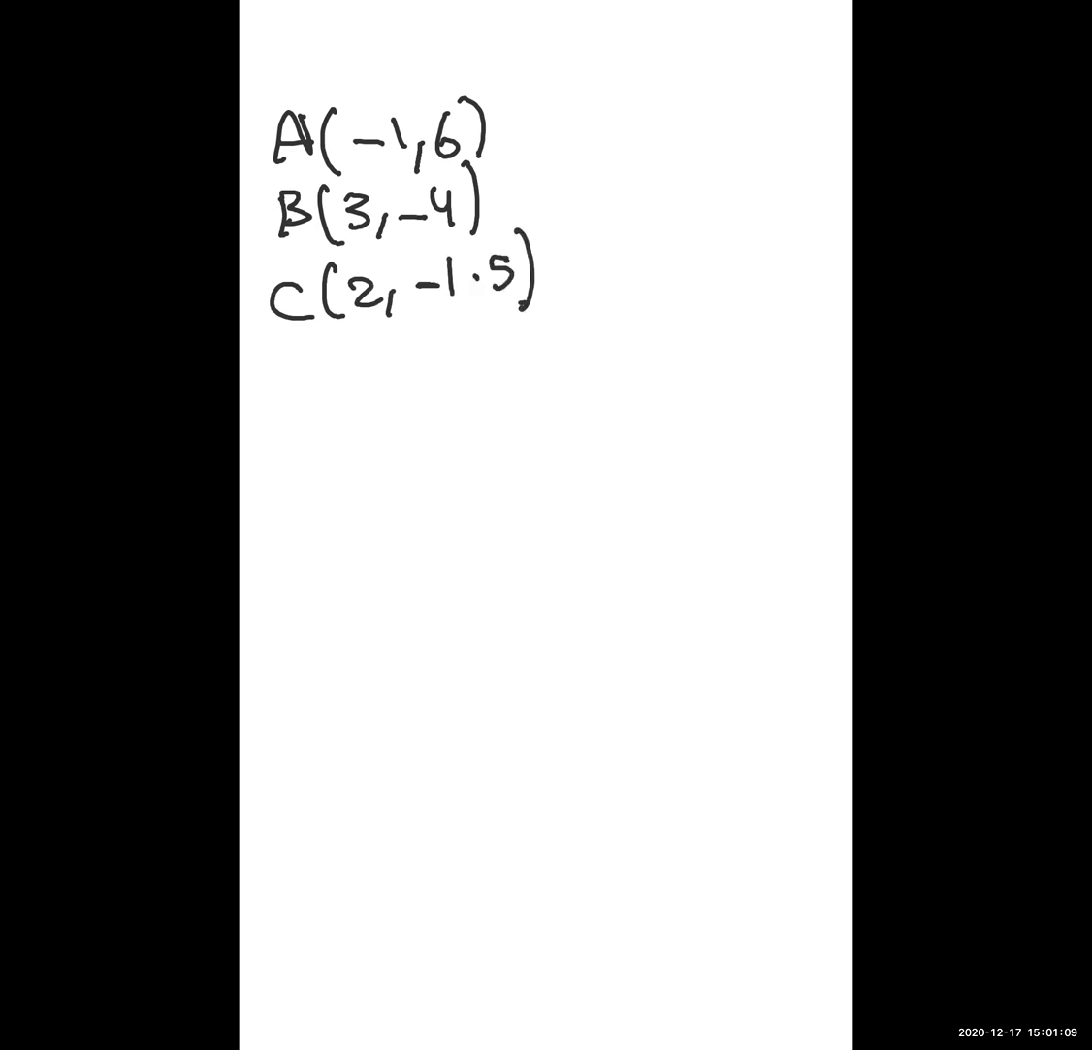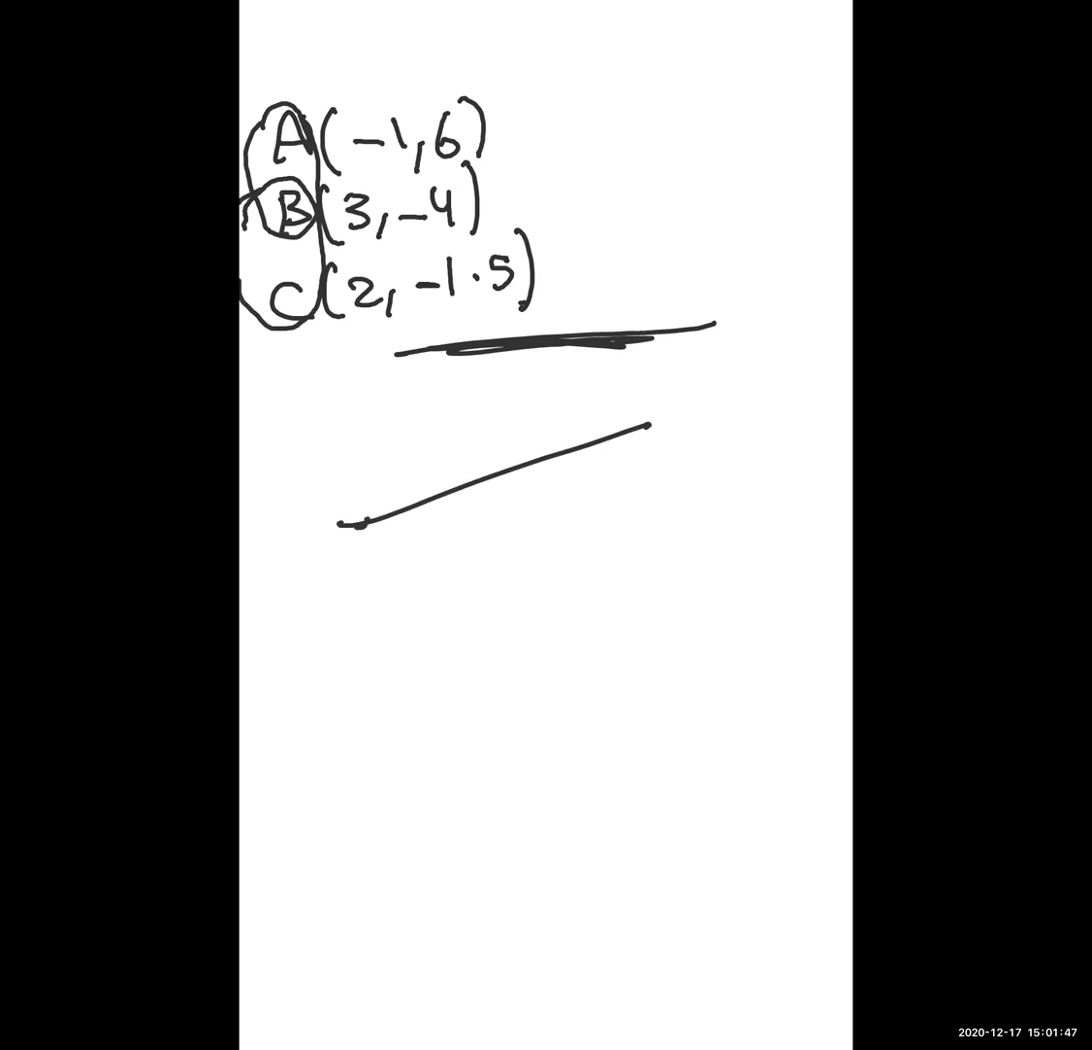In the Cartesian coordinates plane, prove that the points A, which is negative 1 and 6, and B, 3 and negative 4, and C, 2 and negative 1.5, are collinear. Okay, we studied that before, guys, actually. Collinear, it was in the first lesson related to the distance. A, B, C collinear means AB plus BC equals AC. But this time it's related to the slope. AB and BC on the same straight line, or collinear, means the slope of AB equals the slope of BC.